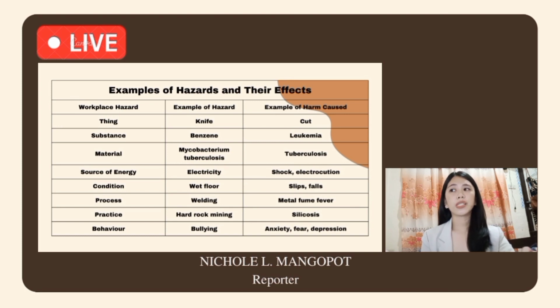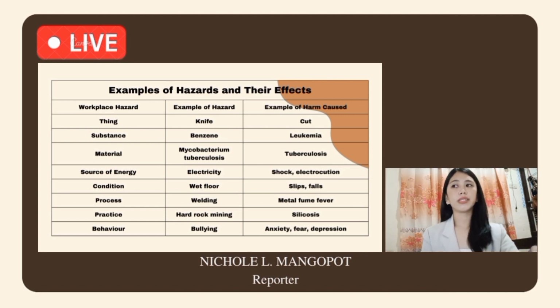So the first one is a workplace hazard and an example of hazard and example of harm caused. A workplace hazard example is a thing, and an example of hazard is a knife. A knife can cause harm like a cut and so on. It is an unwanted event in a situation or condition where there is a loss of control of the hazard that leads to harm.